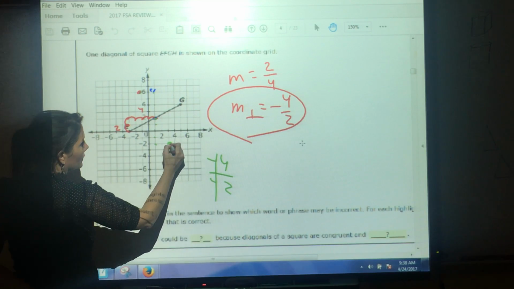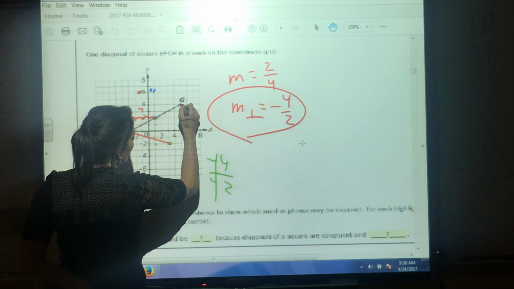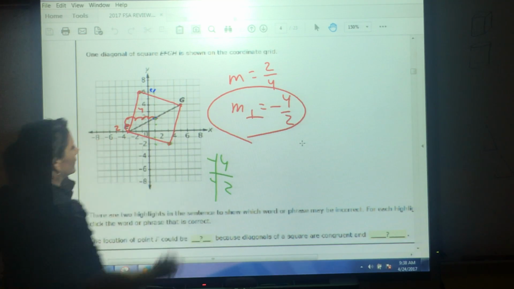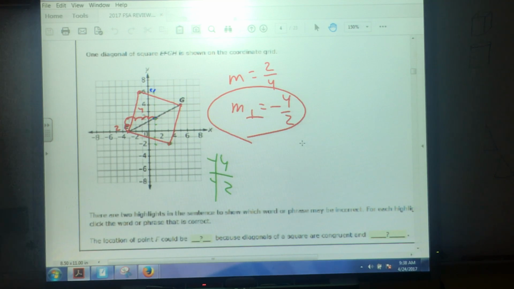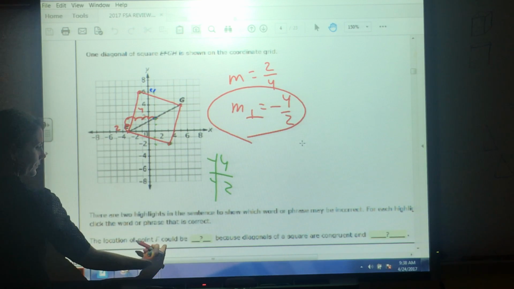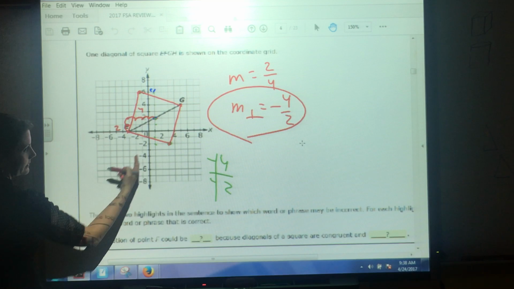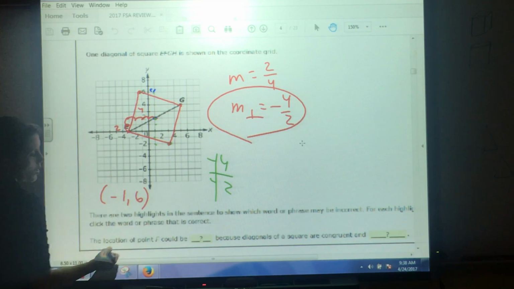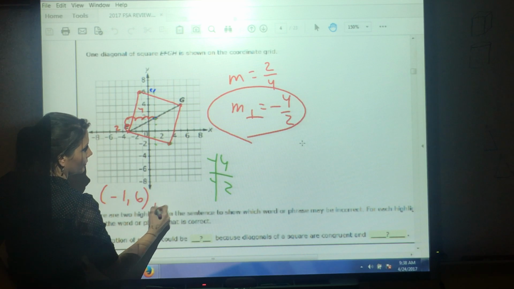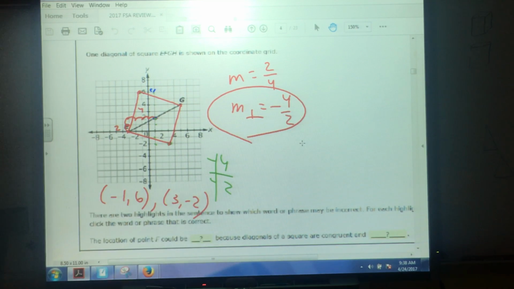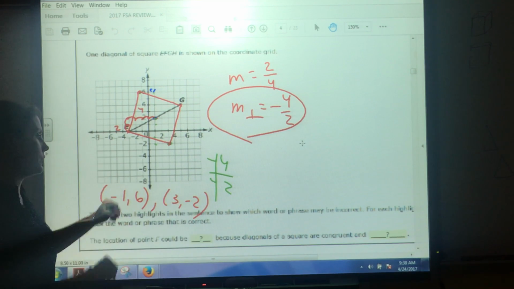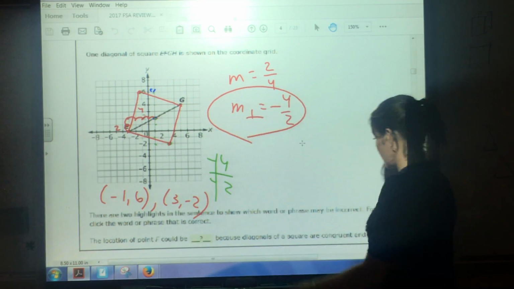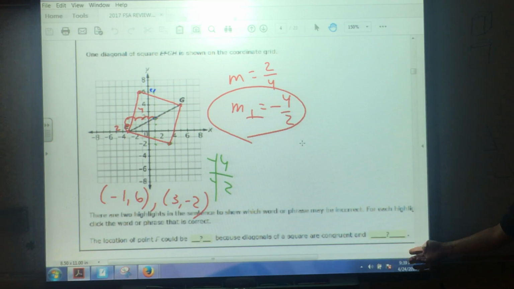So this will go here, this will go here. I'm going to draw a little square. You don't have to, but whatever. So that's what we have going on. All right, so point F could be at -1, 6, or it could be at 3, -2. Yeah? So when you hit this drop down, whatever it says, one of those, choose it. And then of course it says because the diagonals of a square are congruent and perpendicular. Awesome.